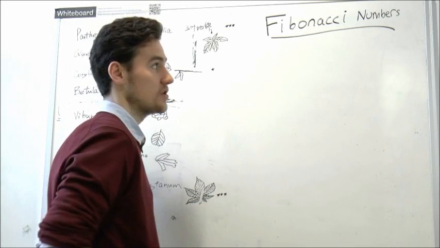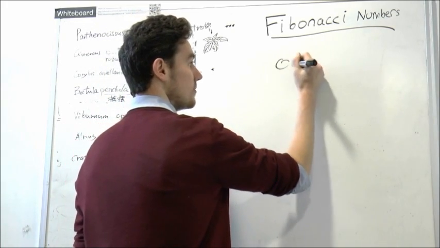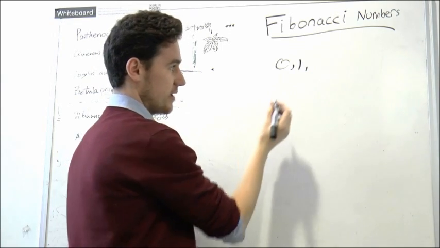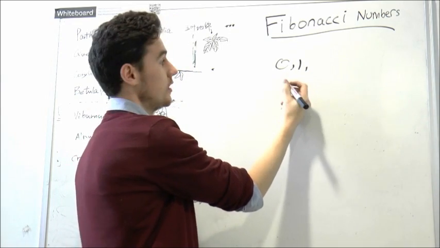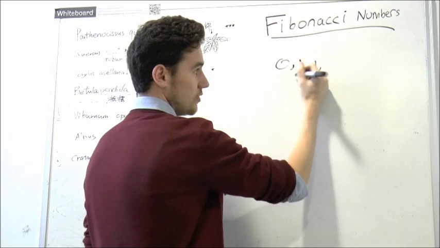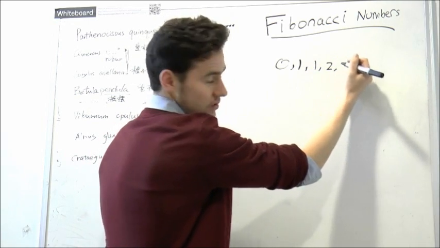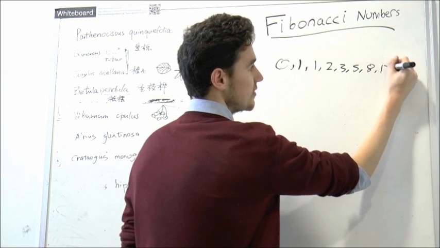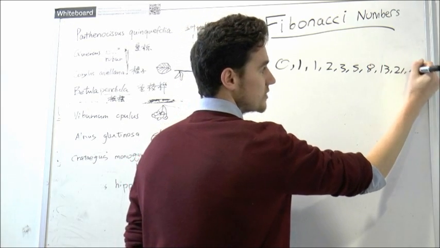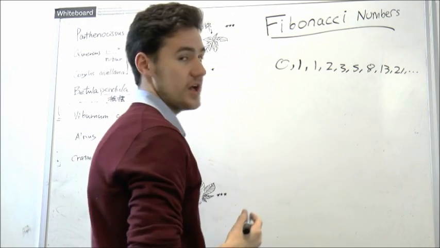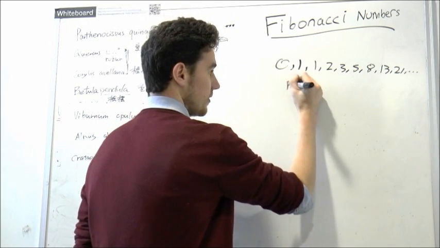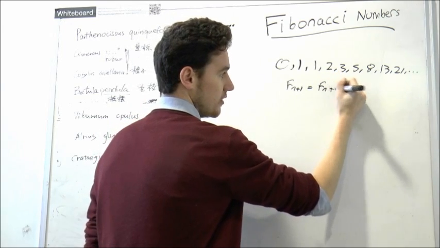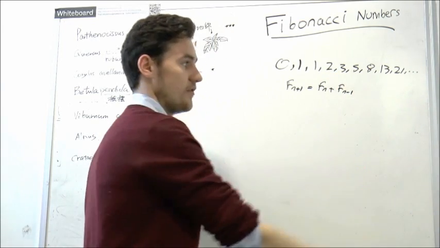Okay, so the Fibonacci numbers. This sequence begins with 0 and 1. The next number in the sequence is calculated by adding the previous two numbers together. So 0 and 1 gets 1, 1 and 1 is 2, 1 and 2 is 3, 5, 8, 13, 21, and so on. Algebraically, this is done by f of n plus 1 equals f of n plus f of n minus 1.